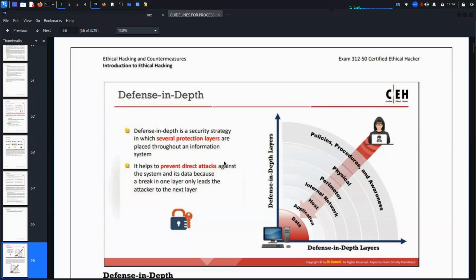Defense in depth is a security strategy in which several protection layers are placed throughout an information system, right? First come policies, physical layers, perimeters, the network layers, internal network, VLANs, hosting, and things like that. Host passwords, OTPs, right? Applications, once again, username, password, OTP, and finally the data which is encrypted, right? This is a defense in-depth approach.